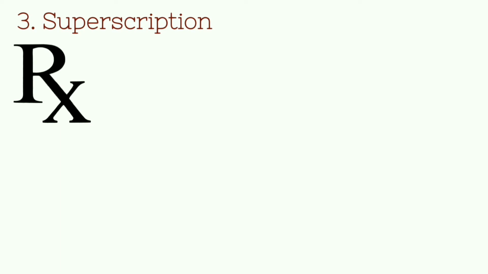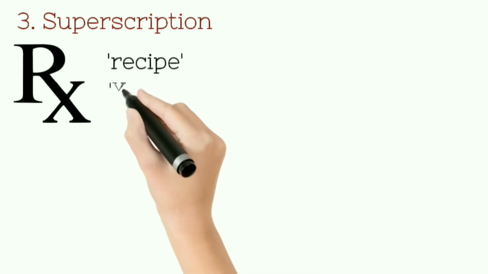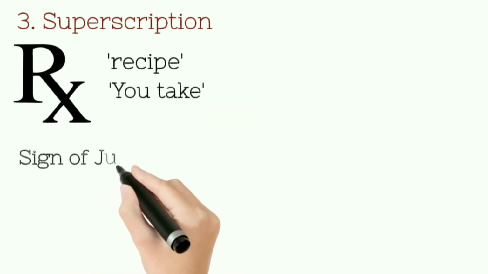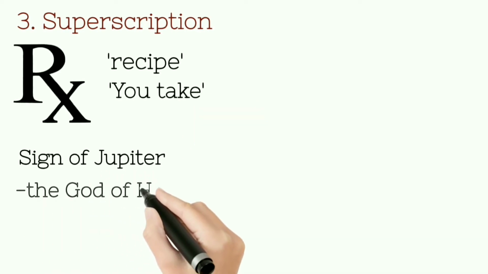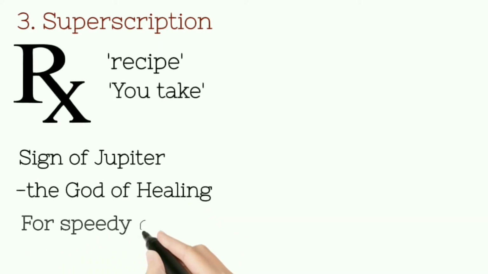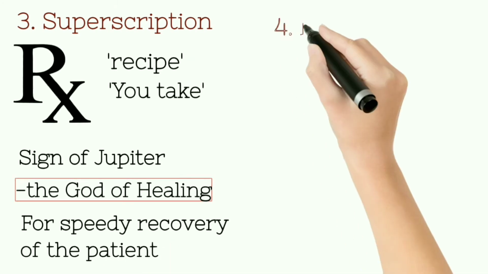The next part is the superscription, which is nothing but the Rx symbol written before writing the prescription. It is an abbreviation of the Latin word recipe, meaning you take. In olden days, this symbol was considered to be originated from the sign of Jupiter, the god of healing, and was employed by the ancients in requesting the god for speedy recovery of the patient.